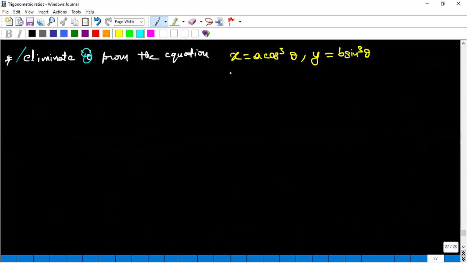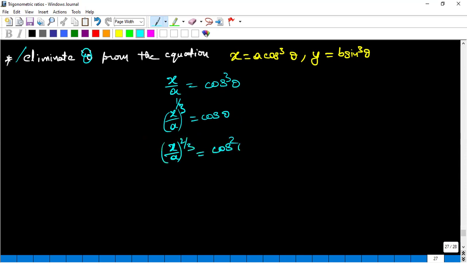Eliminate theta from this particular thing. I don't want theta from this. So I will change it a little bit. X by a is equals to cos cube theta. Send this cube on the side, what you will get? X by a whole power 1 by 3 is equals to cos theta. Cube will become cube root, right? Now square it on both sides. Squaring on both sides, X by a whole power 2 by 3 is equals to cos square theta.